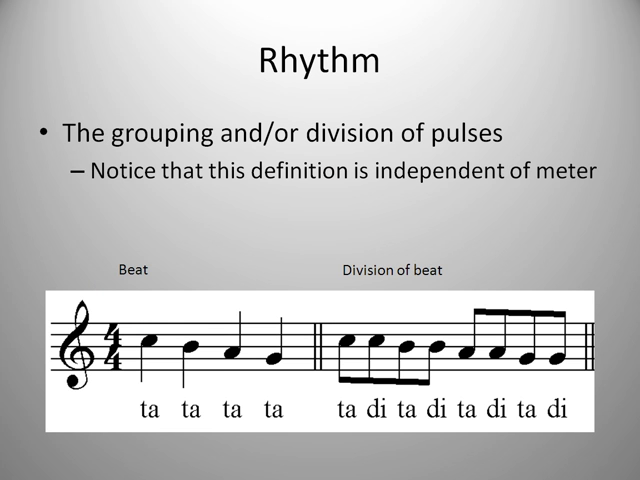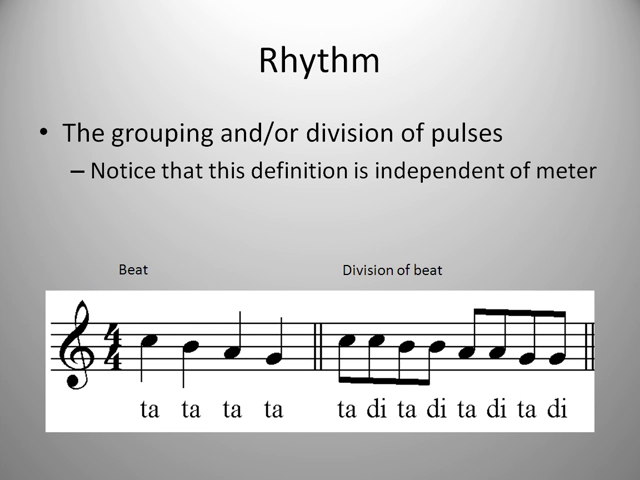Rhythm is the grouping and/or division of pulses. Note that this definition is independent of meter. It is possible to have rhythm without meter. In the example, we can see a pattern of descending quarter notes, which are the unit of pulse in this case, and we would count them as ta, ta, ta, ta.